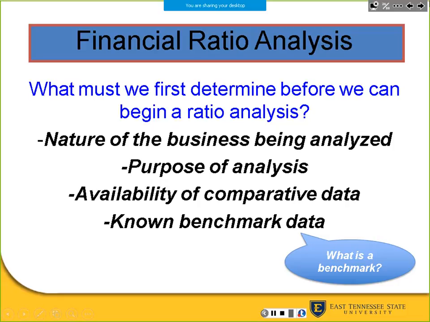What's our end goal that we're trying to achieve, so that we know how to structure these activities that we're going to do? We have to go out and look for comparative data, because we can't just say, oh, that ratio is 7%. What does 7% mean? 7% good, 7% bad? What does that really mean? So we have to have available comparative data to compare our end result to, and we have to know benchmark data. We talked about benchmark data at the very beginning of the semester.